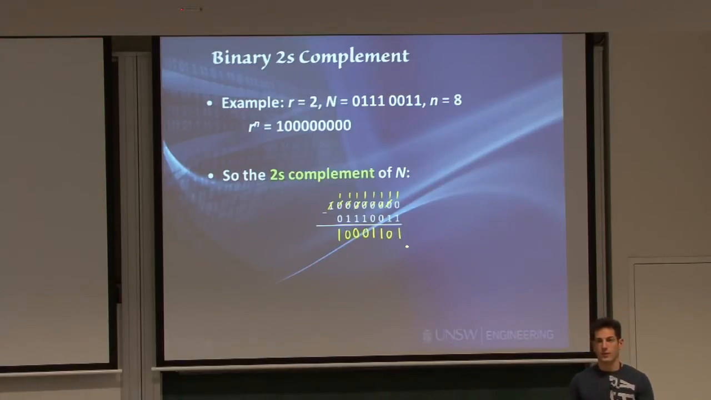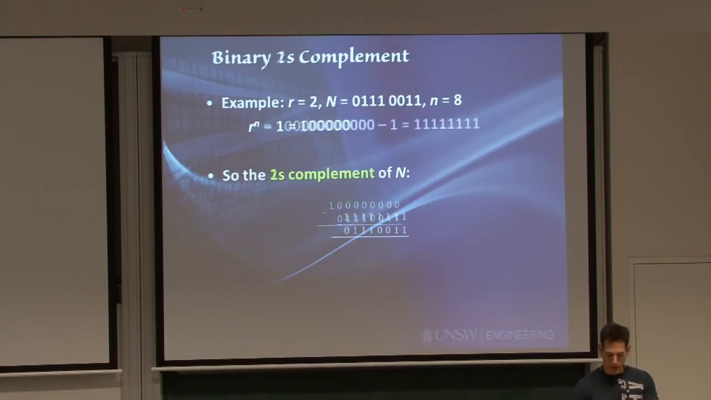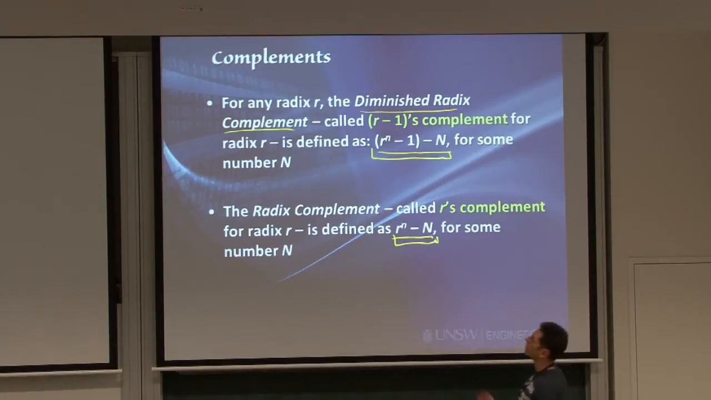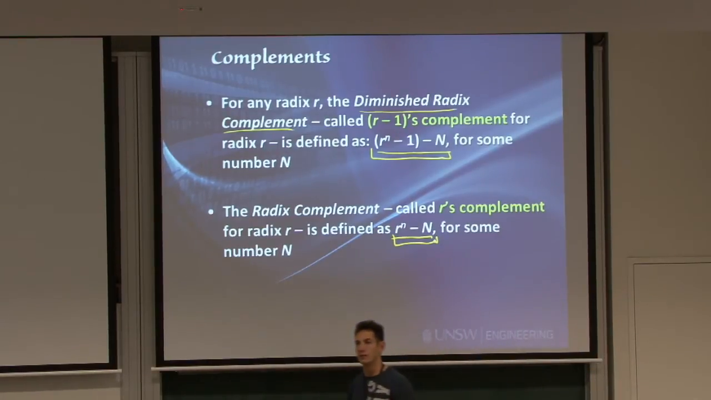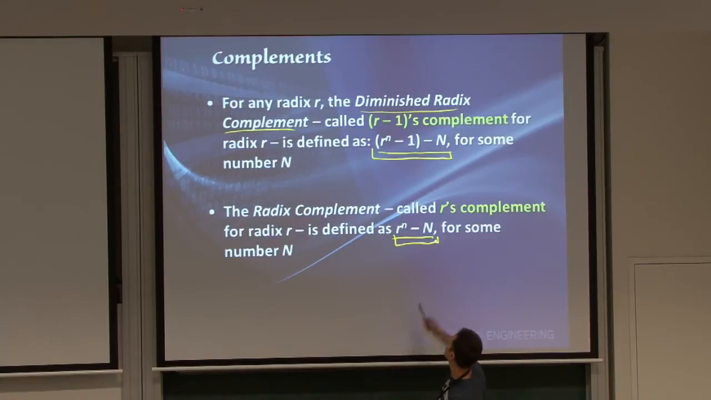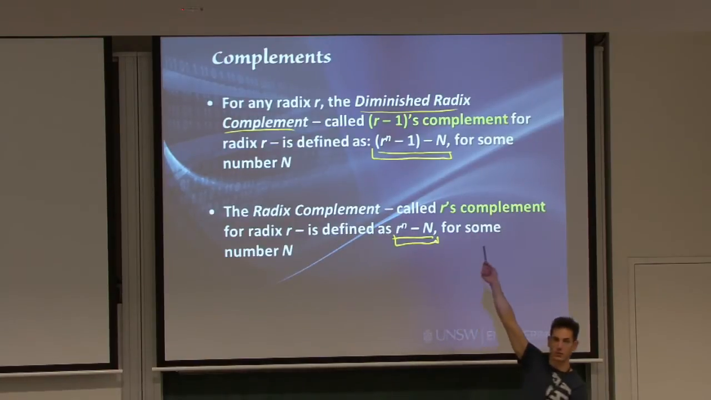Because if you look back at the definition, the difference between the ones complement and the two's complement, so this expression here and this expression here, is just that additional minus 1 that we have in the ones complement. And this gives us a very easy way to take the two's complement of a number. We can take the ones complement, which is just inverting all the bits, and then add 1, which we subtracted in the ones complement case.